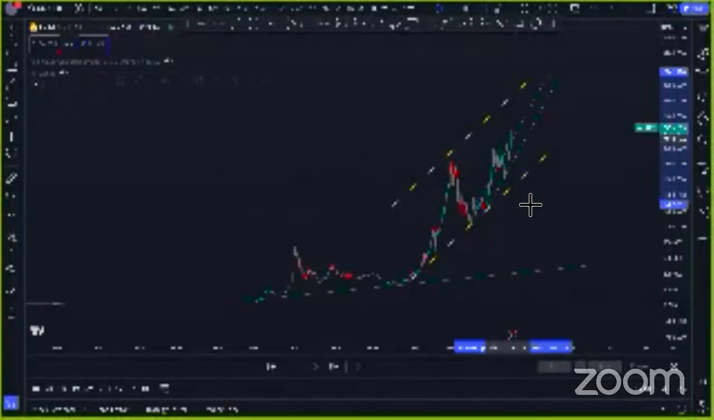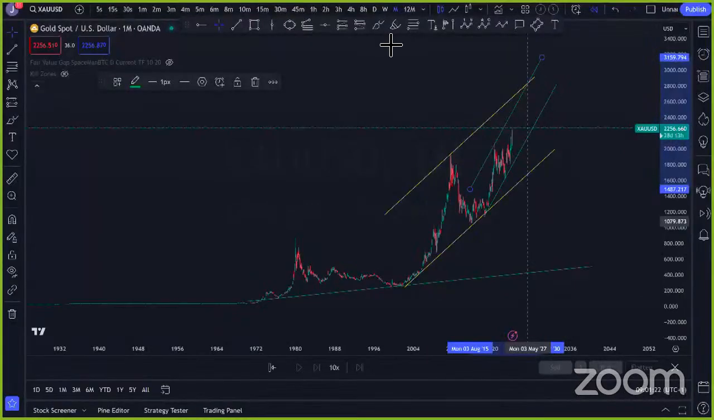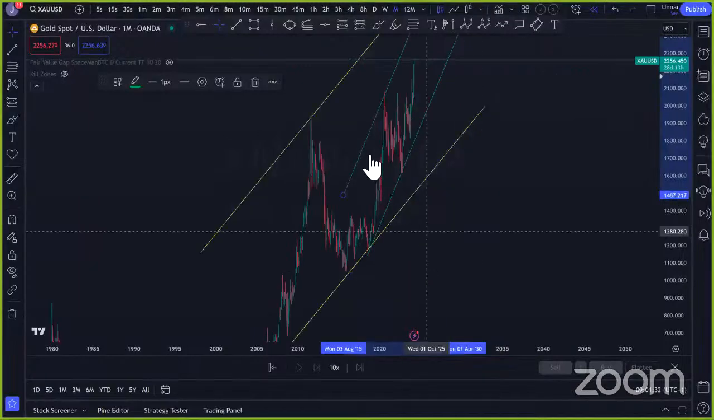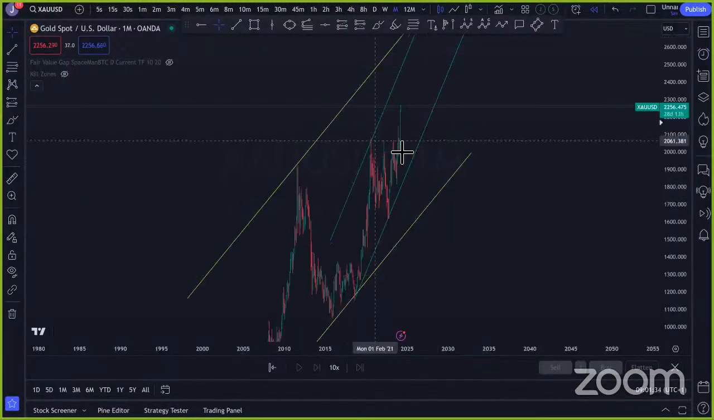Now we have broken some structure here. Here was a swing high. The market broke that swing high, then created our three highs, which was this high and this high, making a very strong level of quote unquote resistance. And a lot of liquidity was sitting above that level, but the market, boom, broke above that level.